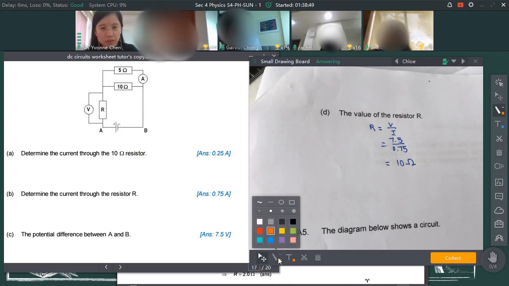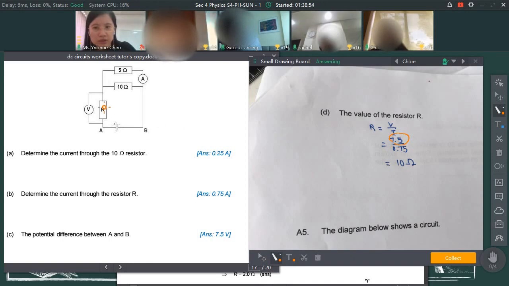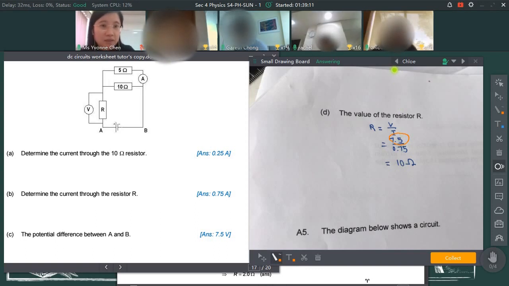Chloe, your part on the voltage, right? 7.5 is not the total voltage across the R, because you see here they say the potential difference between A and B, so R and here together is 7.5. So the 7.5 is incorrect. Please check again. Try again. Can you understand, Chloe? Okay.